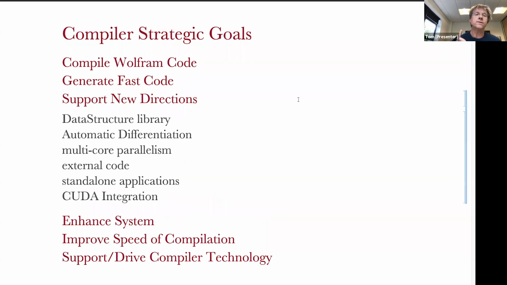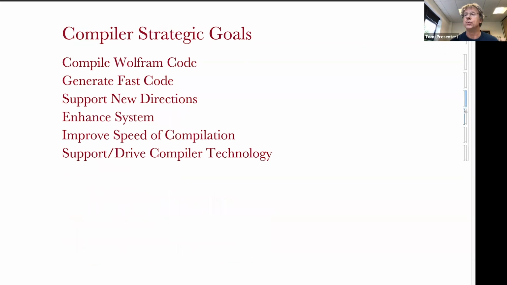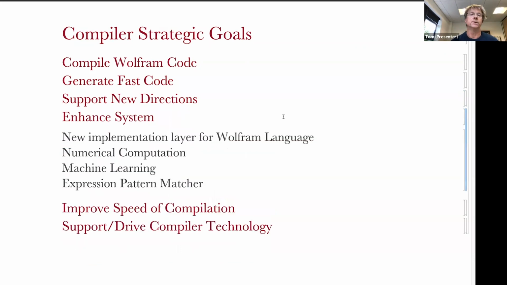We can support new directions in the system. So we built a DataStructure library. We have tools for automatic differentiation. Some of these HPC things, standalone applications. So these are really quite new directions for the Wolfram language. We can also enhance the existing system. So it's just a new implementation layer for the Wolfram language that might interest people at Wolfram Research or outside of Wolfram Research.